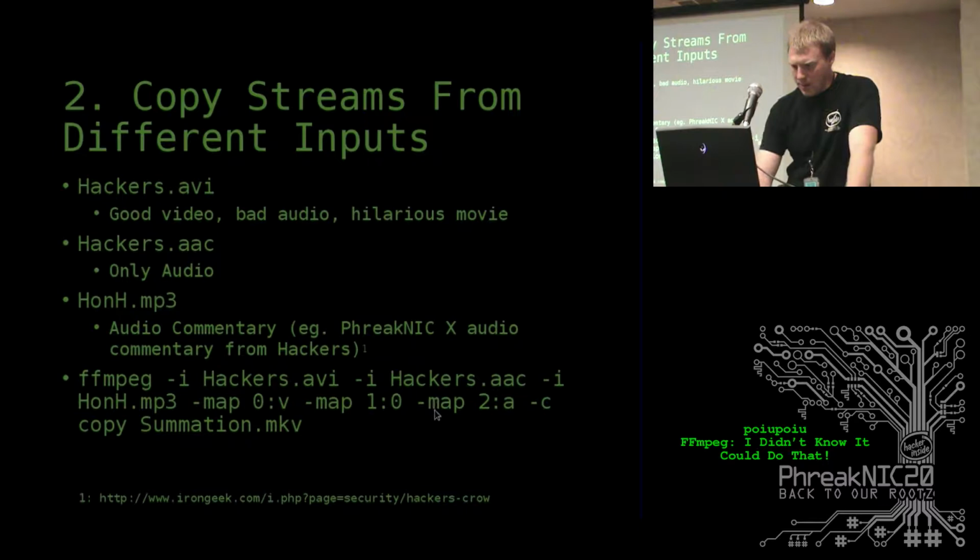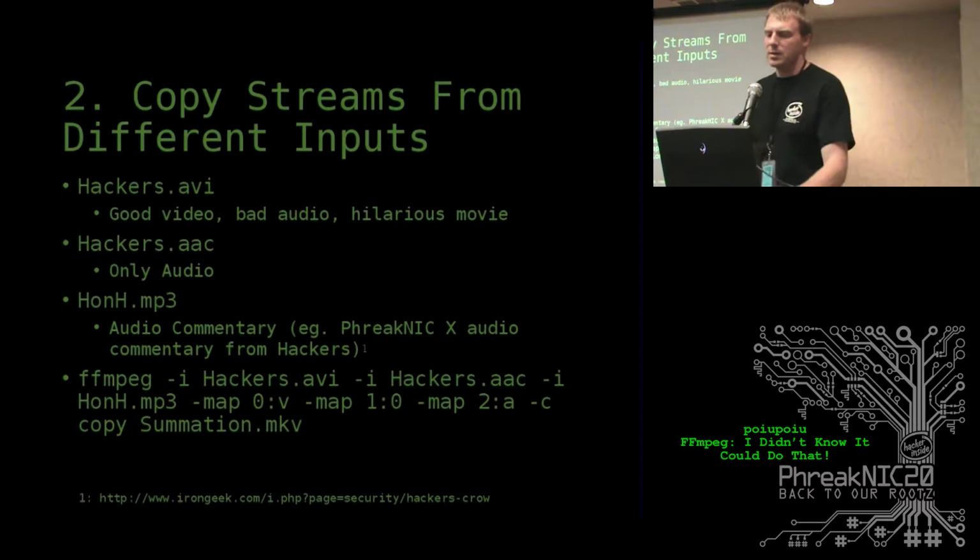And then the third input, and grab just the audio. -c copy, and summation. This will take video feed from the AVI and the two audio feeds, and then spit it out into a single video file that has two audio tracks. Again, no loss in quality, and it'll be done in 5 or 6 seconds.